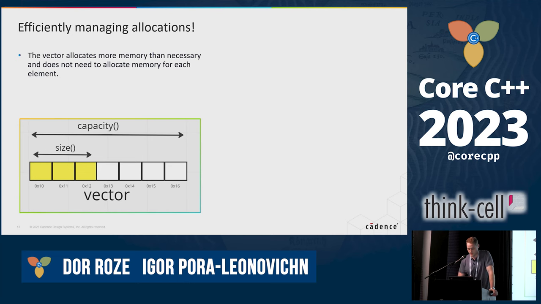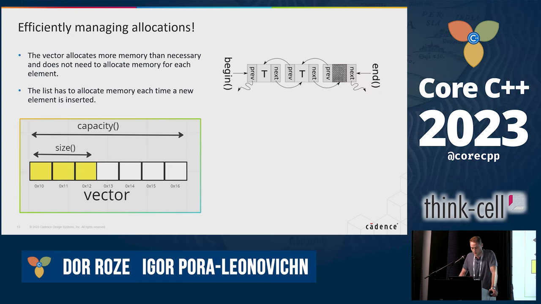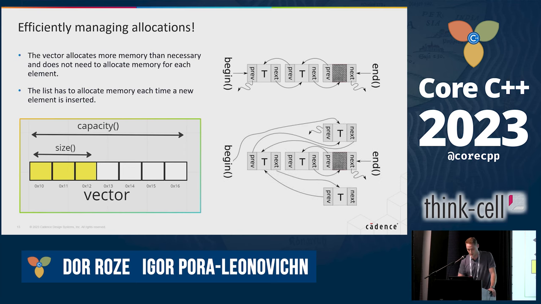So the list has to allocate memory each time a new element is inserted. You can think of a list in this way: there is the begin iterator and the end iterator, and all elements are stored one after the other, but it's not the case. Actually, all nodes can be in completely different areas inside the memory.